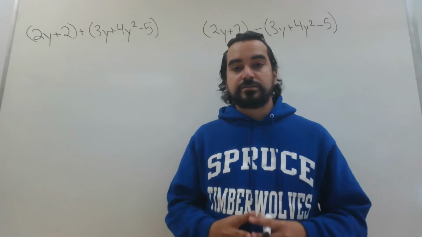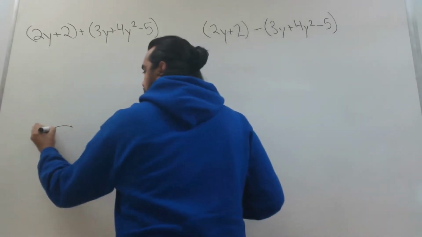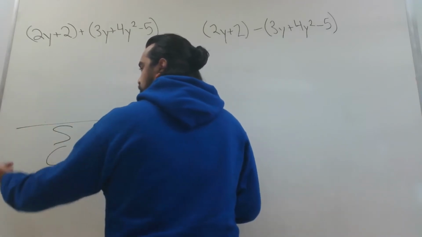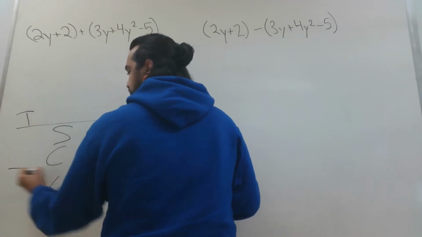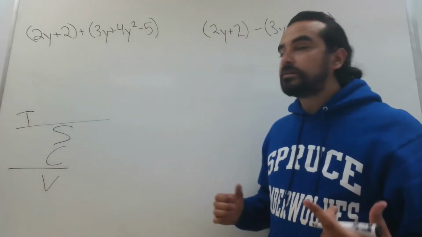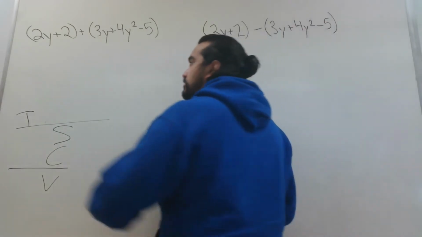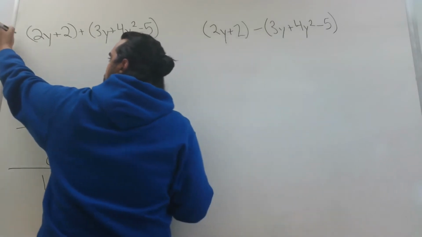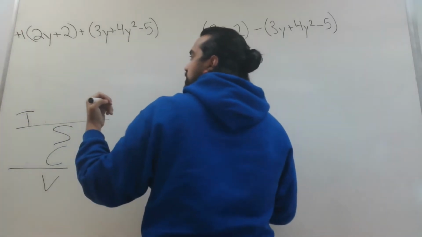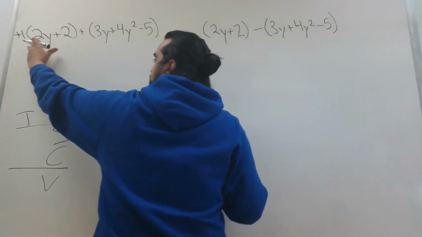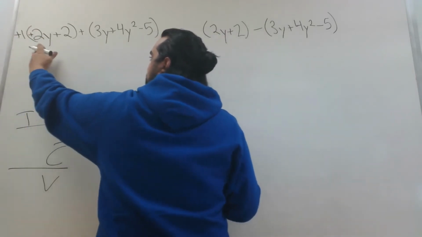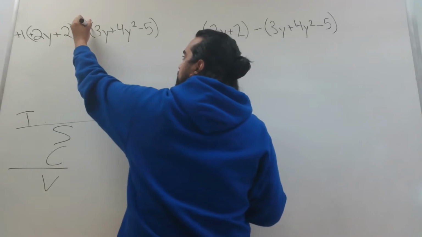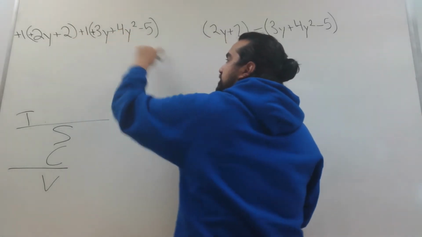Before we get started, let's make sure we write sign, coefficient, variable. And remember, we want to make sure every term has a sign and a coefficient. So let's go ahead and write this. What we've got to remember is if we don't see something, we're always going to put a positive 1. So we have 1 times (positive 2y plus 2), plus 1 times (positive 3y plus 4y² minus 5).